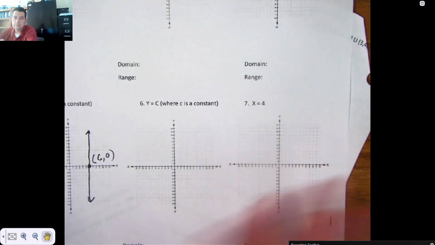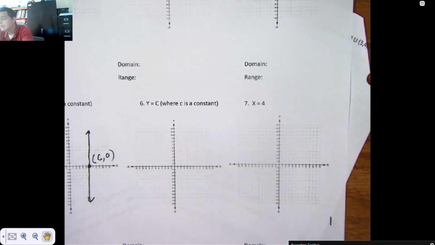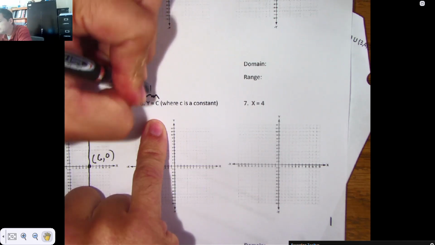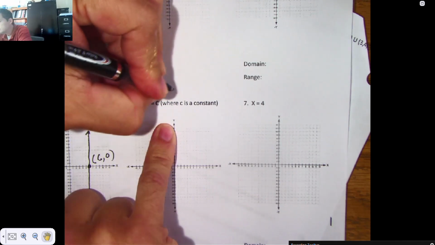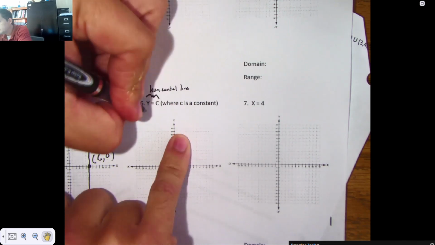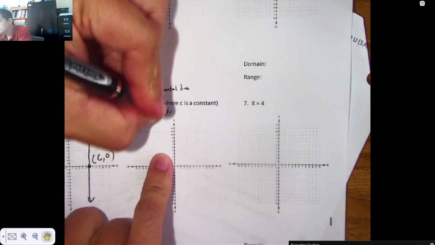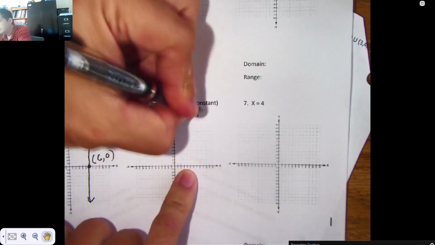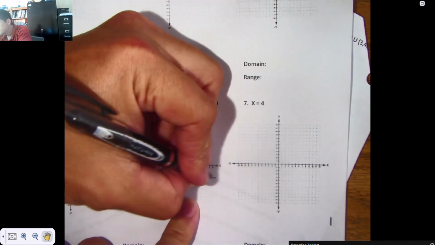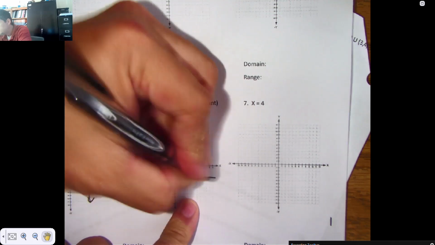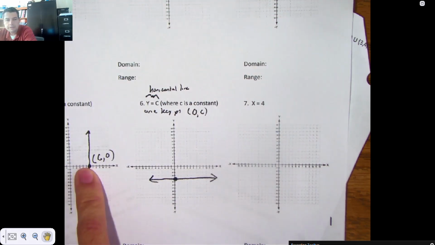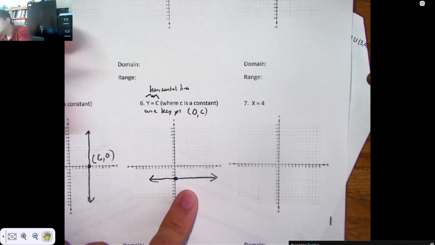This is y equals c, where c is a constant. It could be a 3 or 4, whatever. This is a horizontal line. It has one key point, 0, c. It just has to be horizontal. And the key point for the vertical line is always on the x-axis. For the horizontal line, it's always on the y-axis.